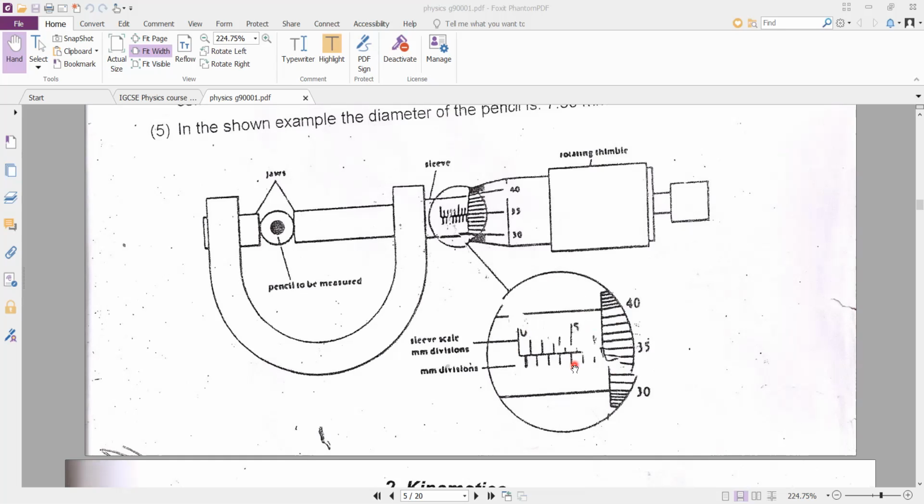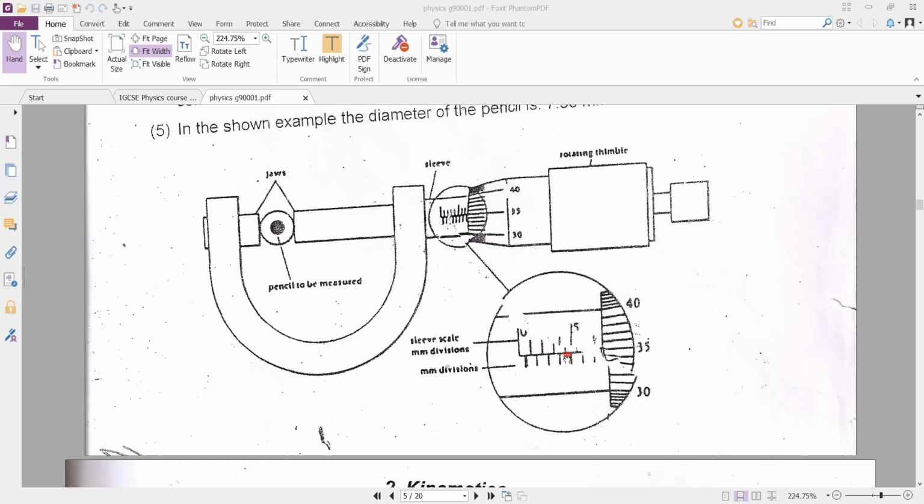All these 3 scales we mix together to find exactly the diameter or the thickness of this object. How many millimeters are there? By calculating the 3 scales together. We add the 3 scales together. How do we add these 3 scales together? We can see on the board.